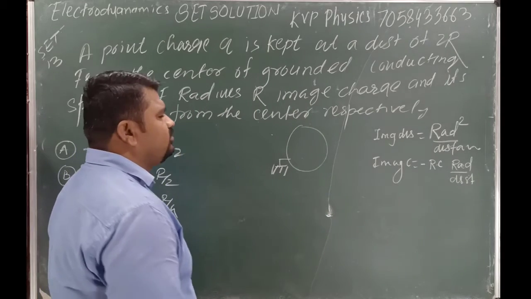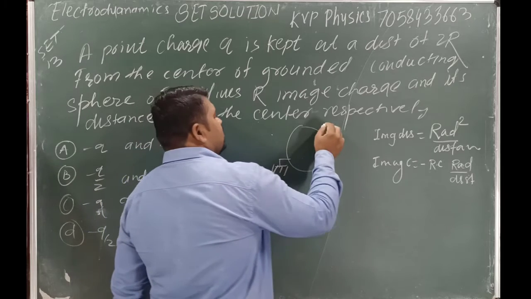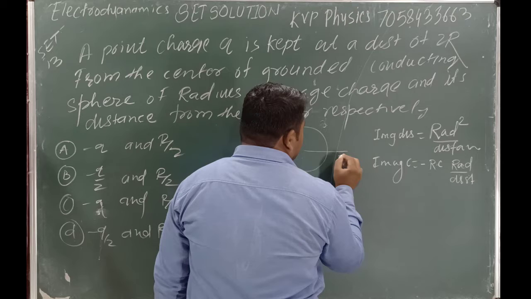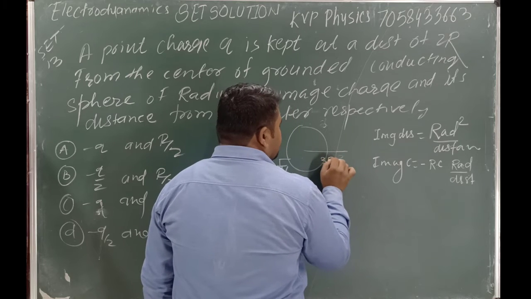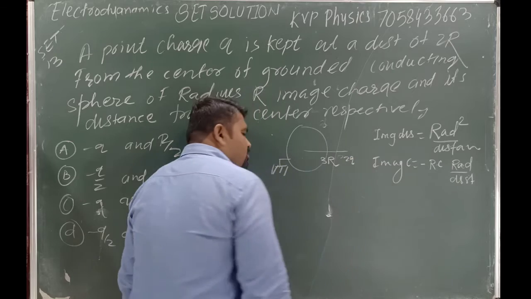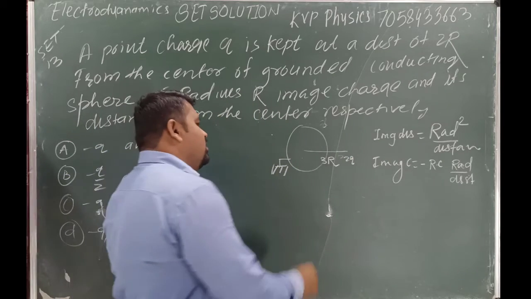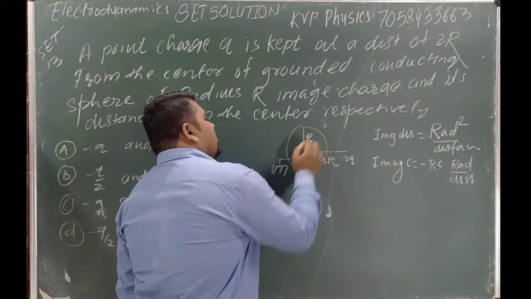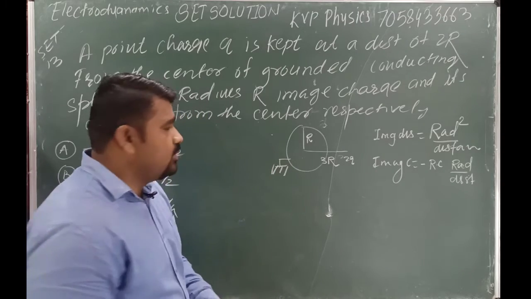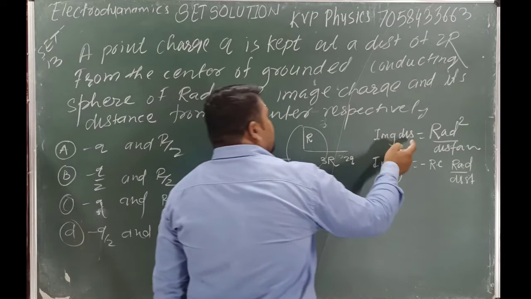Now suppose we take the general problem. Here the distance is 3r, means at a distance 3r we place, suppose, a 2q charge. And r is the radius of this sphere. This one is grounded, so an image will be created. Now first we aim to find the image distance.